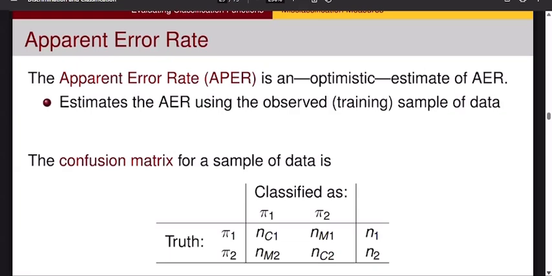Now I want to walk you through a cross-tabulation table that will make it so easy for you to determine what I call the apparent error rate.